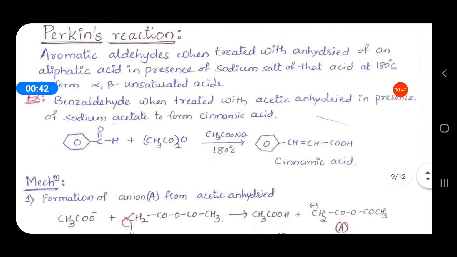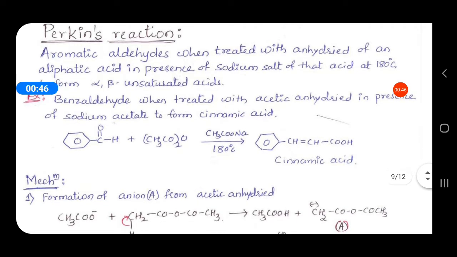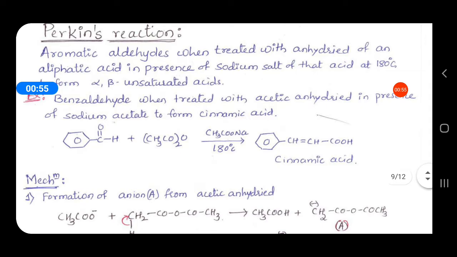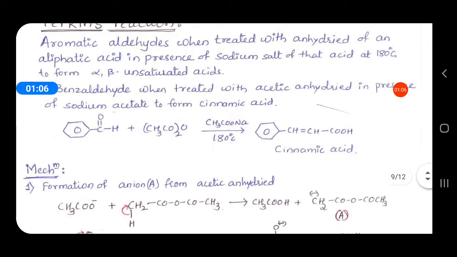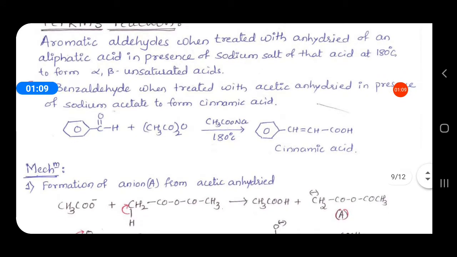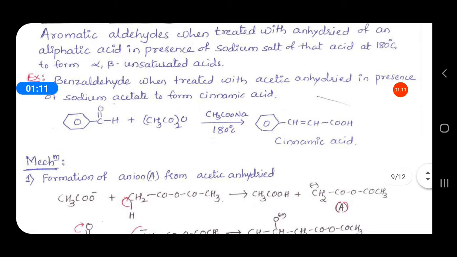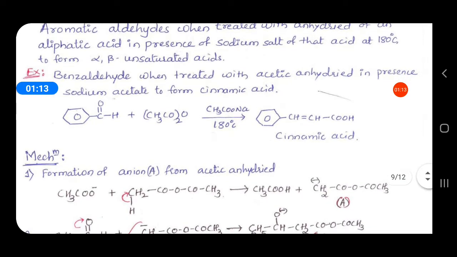acid. So here aliphatic acids are formic acid, acetic acid, ethanoic acid, propanoic acid. Okay. So anhydride of an aliphatic acid, for example acetic acid. Its anhydride is acetic anhydride in presence of sodium salt of that acid at 180 degrees centigrade to give alpha beta unsaturated acids. So here the example taken is benzaldehyde.